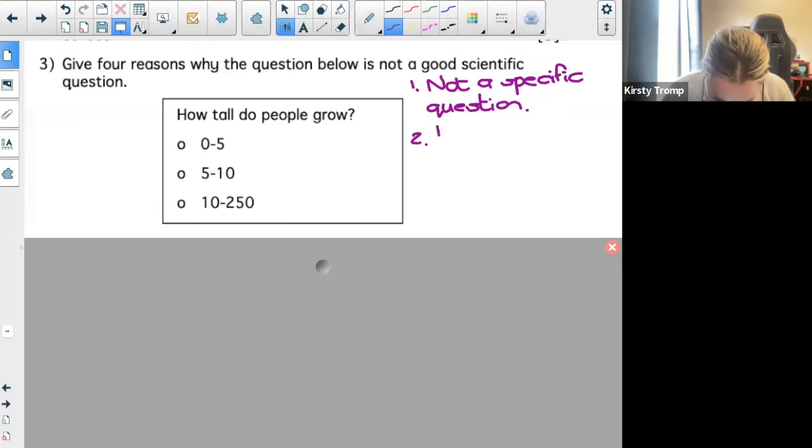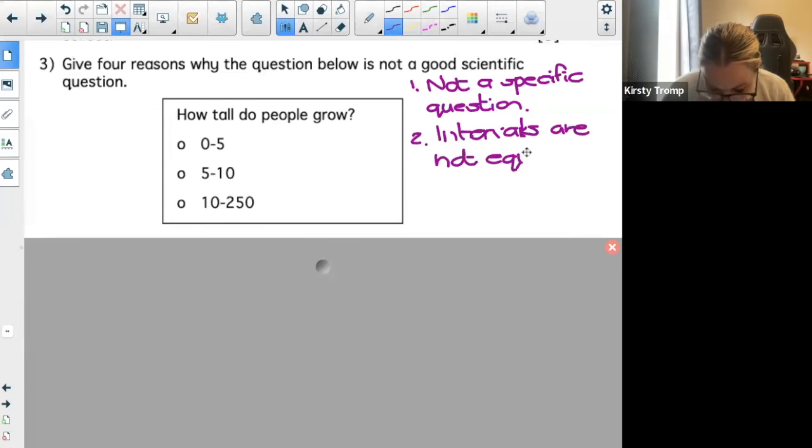First of all, like you said, the intervals are not equal, all right? So the first interval is 0 to 5, so that's 5. Then 5 to 10, so that's 5, 6, 7, 8, 9, 10, and that's 6. And then it goes 10 to 50. Guys, that's not an equal interval. Melo is absolutely right. Thanks, Melo.